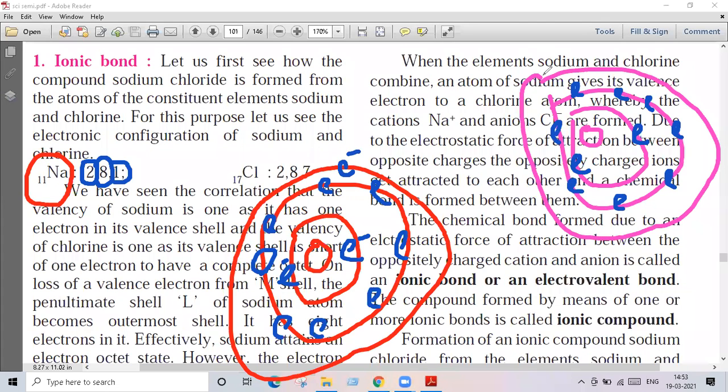In the third orbit, there are 7 electrons: 1, 2, 3, 4, 5, 6, and 7. Now both sodium and chlorine are not electronically stable. To become stable, the octet should be complete.